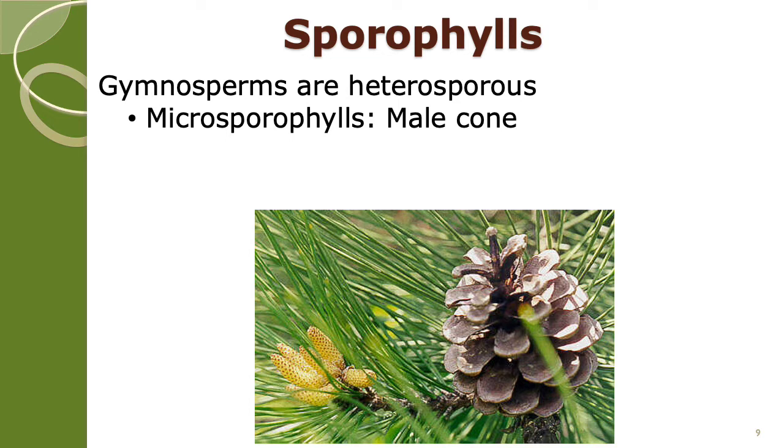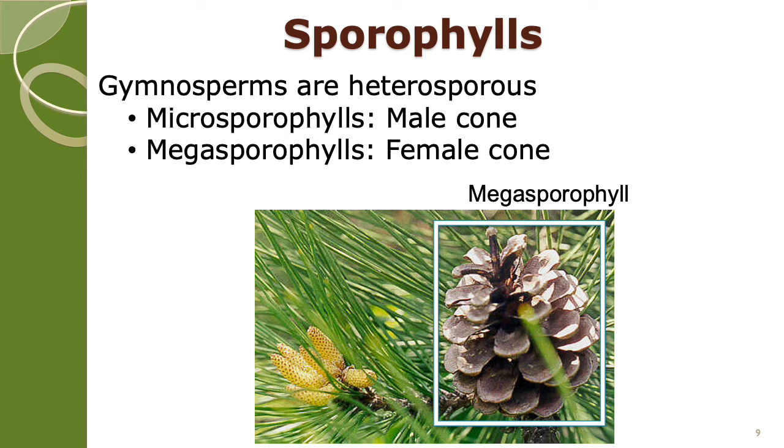So the gymnosperms have the specialized leaf structure called sporophytes. Gymnosperms are heterosporous, and so they make microsporophytes, which are shown in the figure in that white box, and the microsporophytes are the ones that will ultimately give rise to the male gamete. In addition to microsporophytes, the plants also make megasporophytes, which is what you can see in the picture. These megasporophytes are the ones where the female gametes will be made.